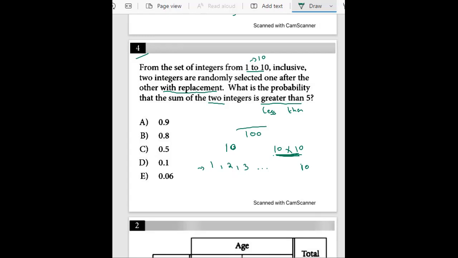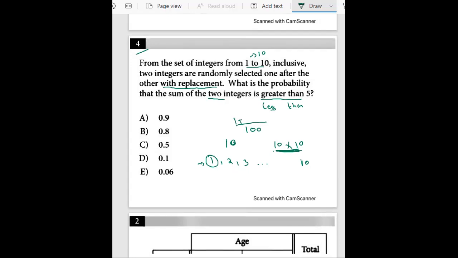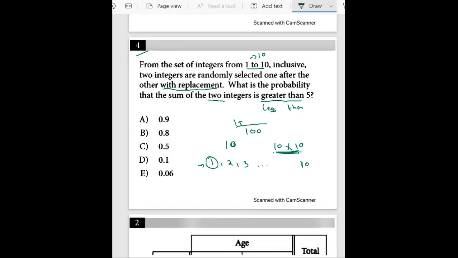So what if I do 1 plus 1? That would be less than 5. So we have one option. What if I do 1 plus 2? That would again be less than 5. 1 plus 3, again less than 5. And 1 plus 4, no, that would not be less than 5. What about 2 plus 1? That is already done. Then what about 2 plus 2? Yes, that is also included because that is less than 5.